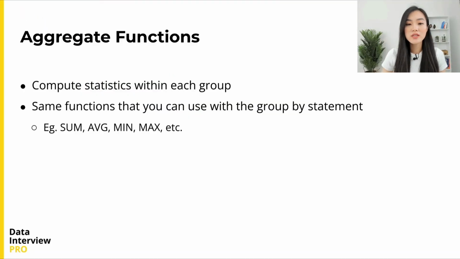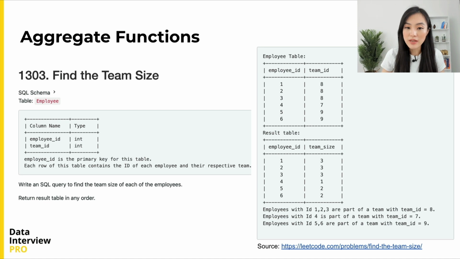Okay, let's start with the most commonly used functions, aggregate functions. They are simply computing the statistics within each window or group. They're the same functions that you can use with a group by statement such as sum, average, mean, max, etc. Let's look at a simple example. Find the team size in LeetCode.